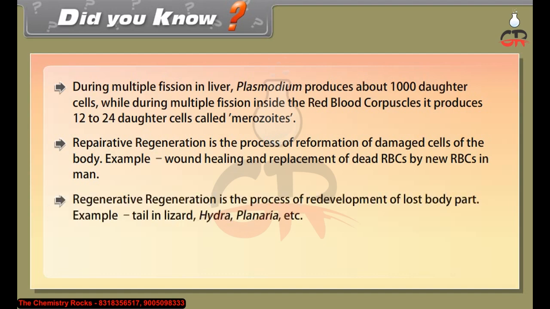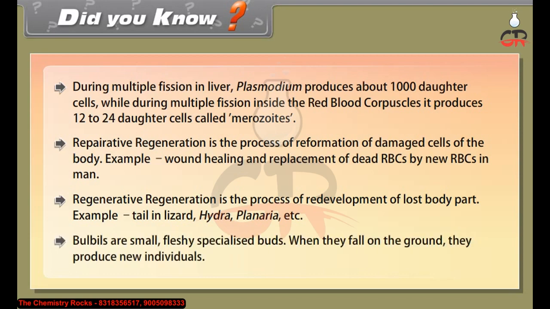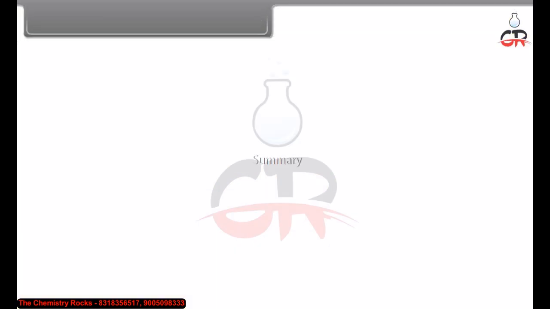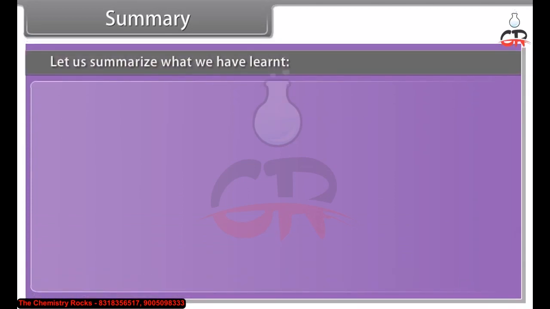Let us summarize what we have learned. The process in which new organisms are formed by existing organisms is called reproduction. In asexual reproduction, a new individual comes from a single parent. Some organisms like Spirogyra, upon maturation, break up into smaller fragments which grow into new individuals.